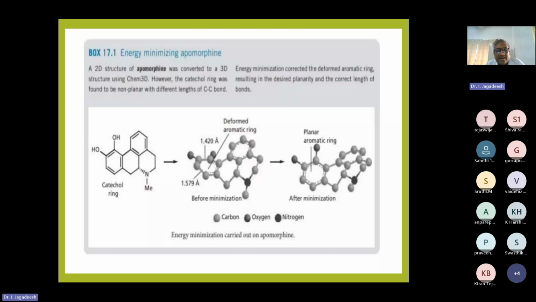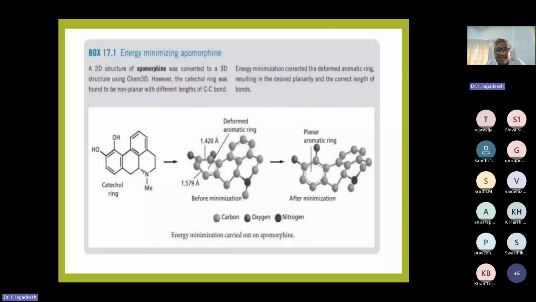It should have the same bond angles. So in the structure, one bond length we found is 1.42 angstrom units, another bond is 1.57 angstrom units. This is a highly energized state. It will not exist. We have to bring it back to a low energy state so that we come closer to reality.